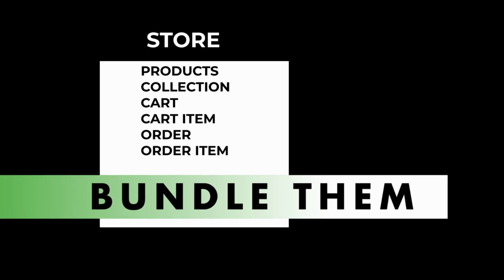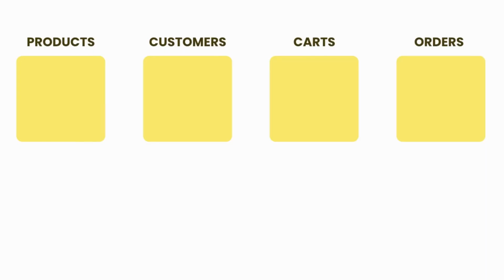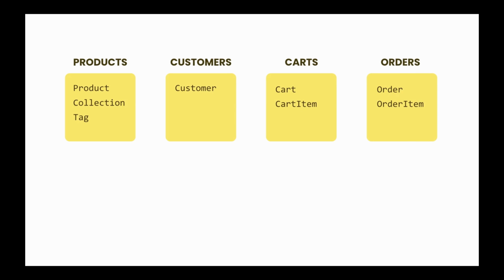But there is a problem over here. As this application grows, the complexity grows, the code becomes hard to understand, and it becomes hard to maintain. All right, so what is the solution over here? One solution is you can break this down into 4 different apps: a product app for products and collections, then a customer app for customer management, then a cart app for shopping cart and cart items functionality, and an order app for order and order item functionality.